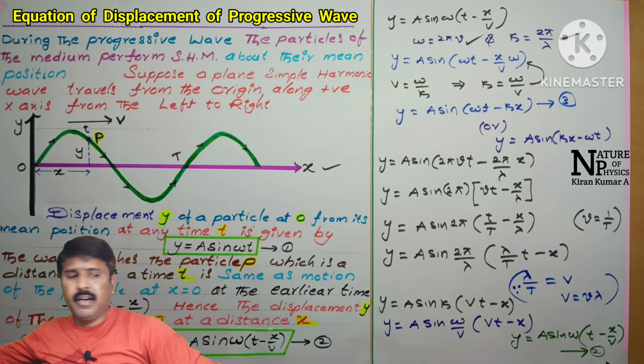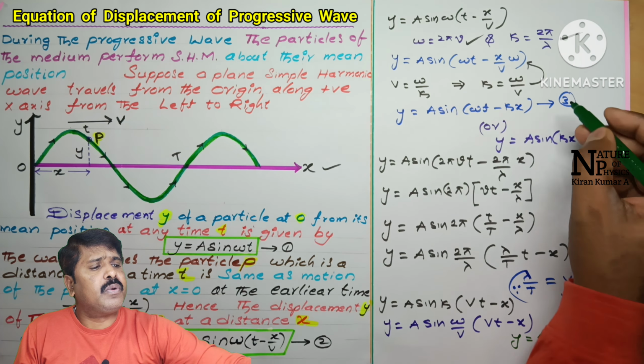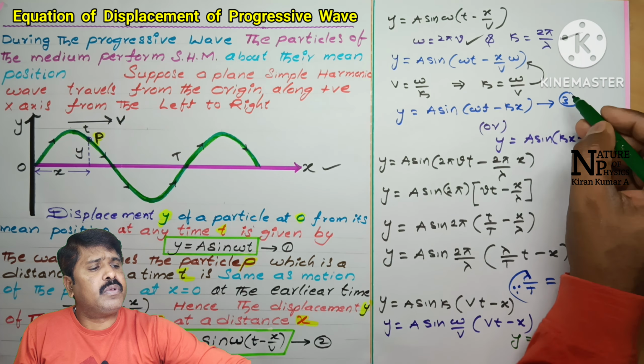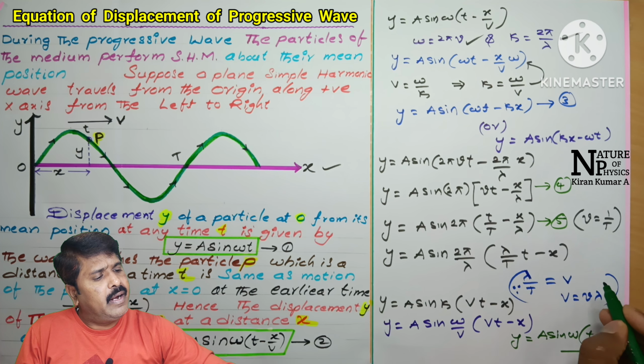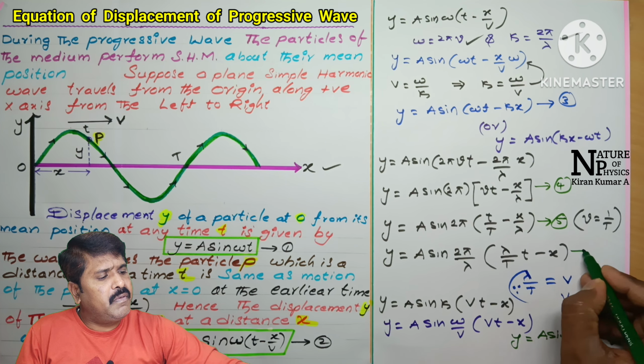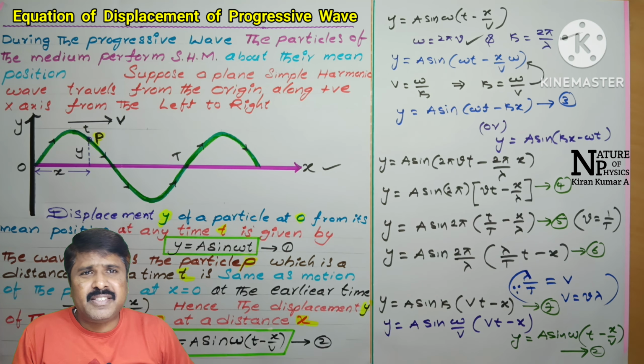So we have clearly derived different equations from equation 1. The third equation is this, this is equation number 4, and this is equation 5. Next, this is equation number 6, and this is equation number 7. All of these different equations are useful to solve numericals at the mains level. Now I am going to explain the numericals based on this derivation.